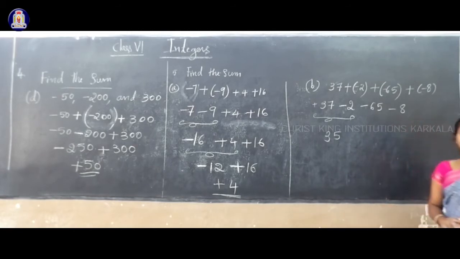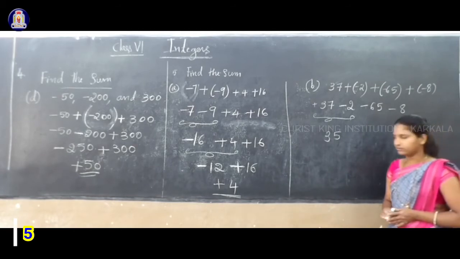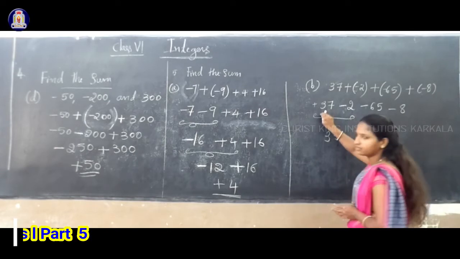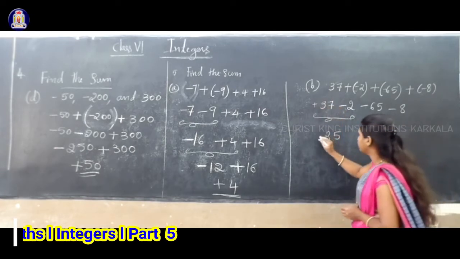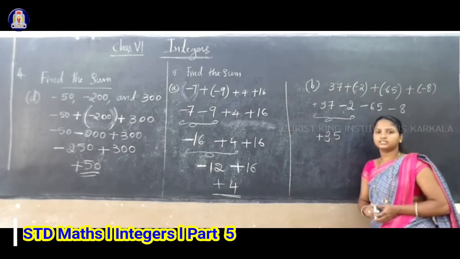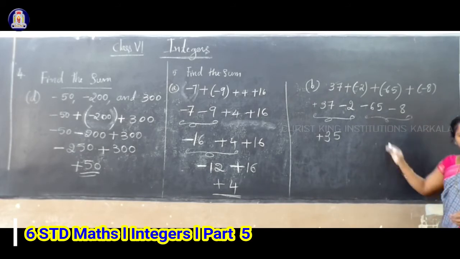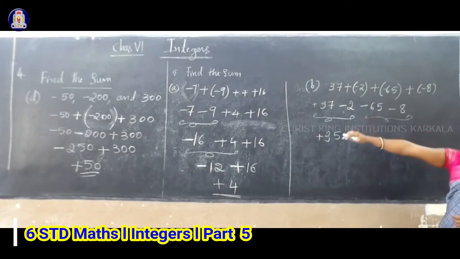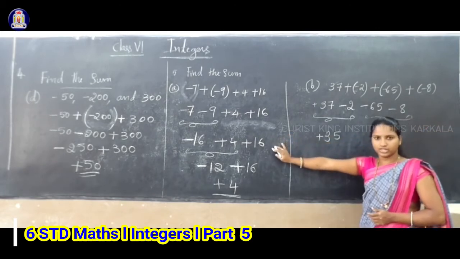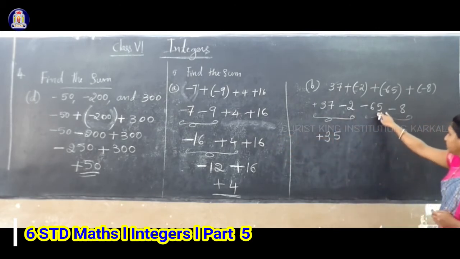And next you have to see the greater number sign. Which is the greater number? 37 is greater. That sign is a plus. So write plus 37. If you want, you can solve the next two integers and write the answer. And here we solve this method also. You can do it here. So here we will do another method.